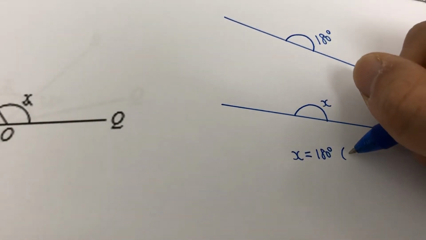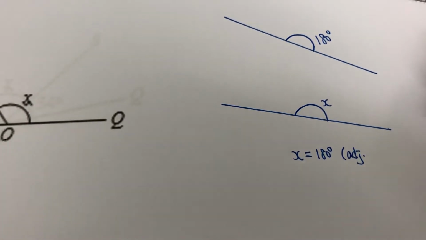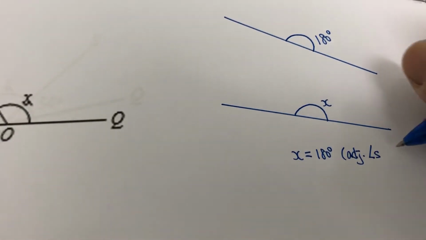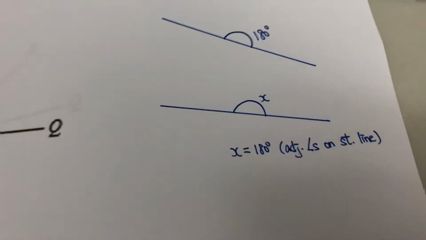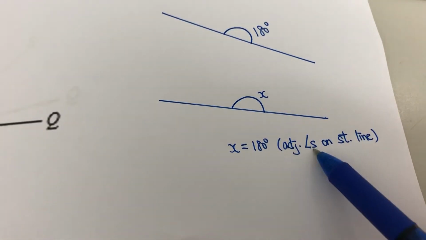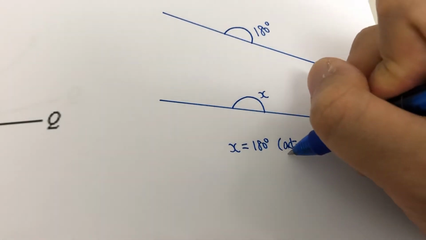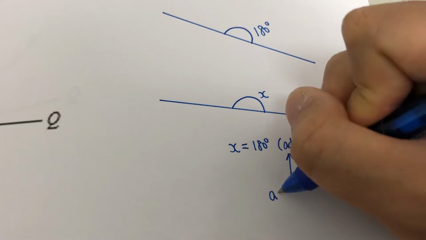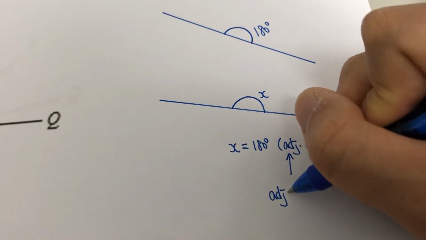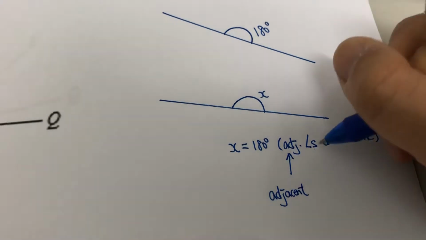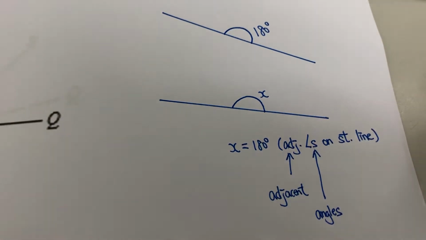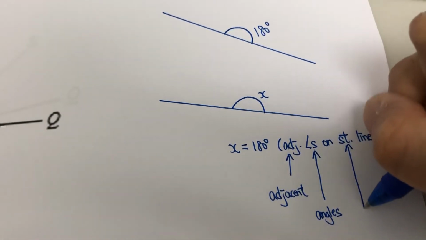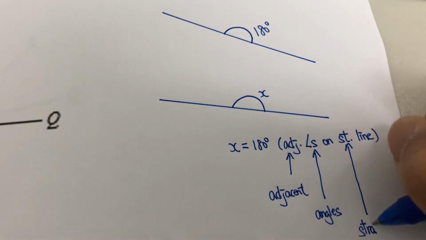Because the reason we call this adjacent angles on straight line. This is the abbreviation of adjacent, A-D-J. And this is the abbreviation of angles. And ST, this is the abbreviation of straight.